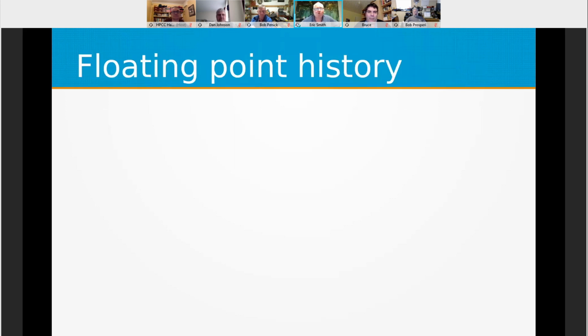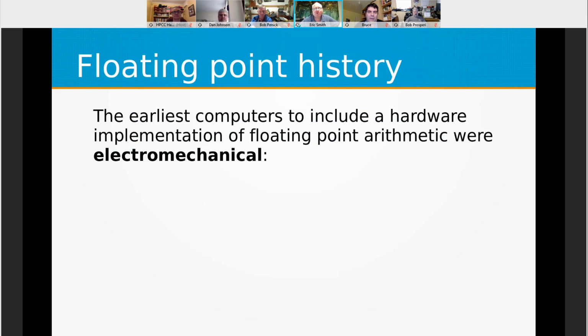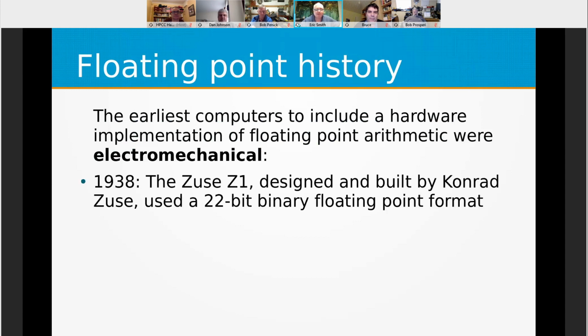So history of floating point. The earliest computers that had a hardware implementation of floating point arithmetic were actually electromechanical, not electronic. Now, this doesn't go all the way back to Babbage's day, but it goes back to 1938. Konrad Zuse designed and built the Z1 computer, and it used a 22-bit binary floating point format and performed arithmetic on that. It did the common arithmetic functions: add, subtract, multiply, divide. This was built out of relays.